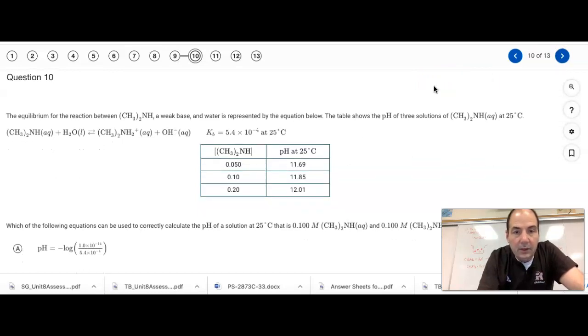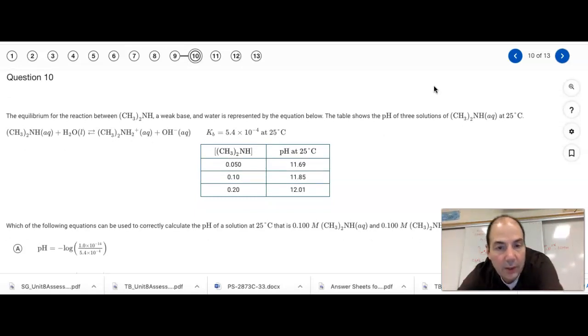All right, number 10. We're given this table with pKs. Which of the following can be used to correctly calculate the pH at 25 degrees of 0.1 molar methylamine and 0.1 molar methylammonium chloride? Okay, so these are the conjugates, right? So we have equal amounts of a base and its conjugate acid.